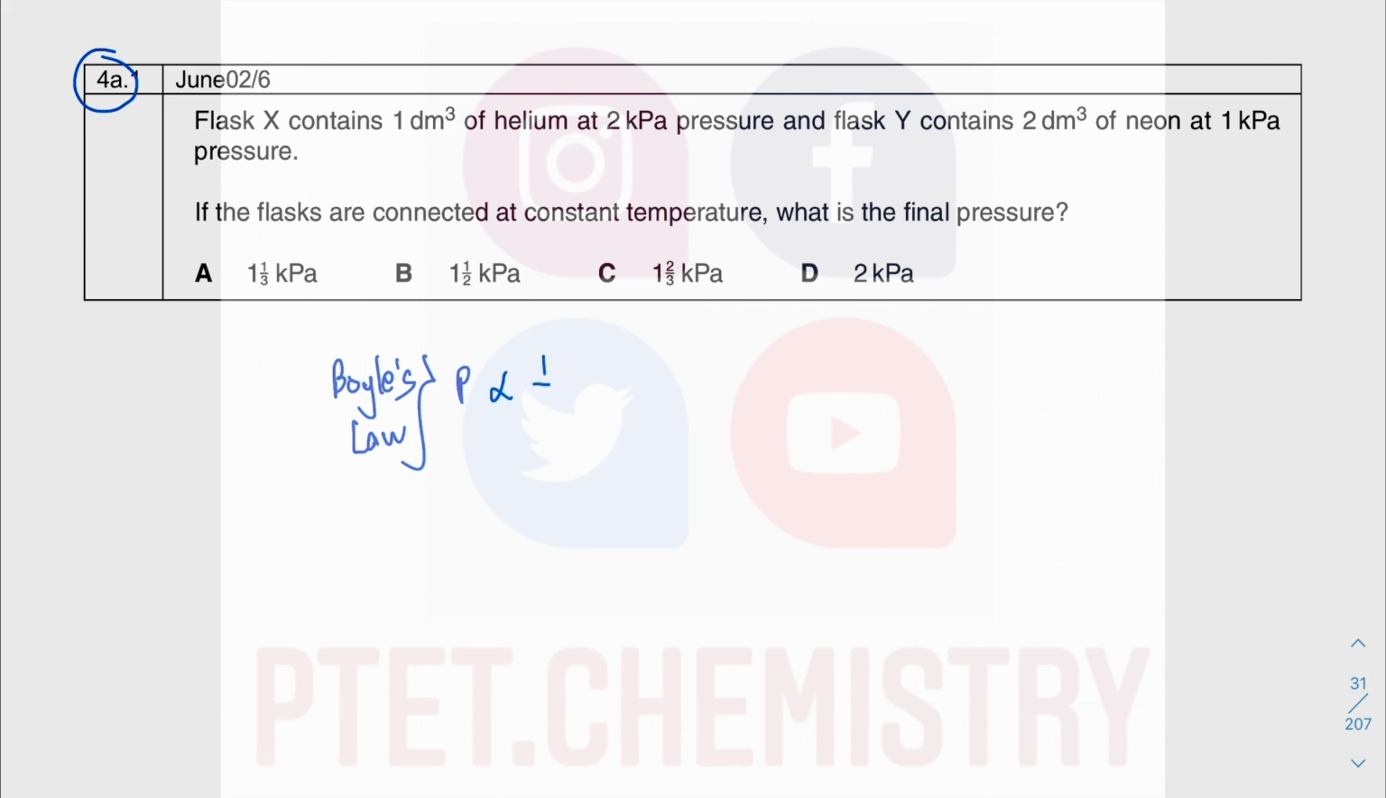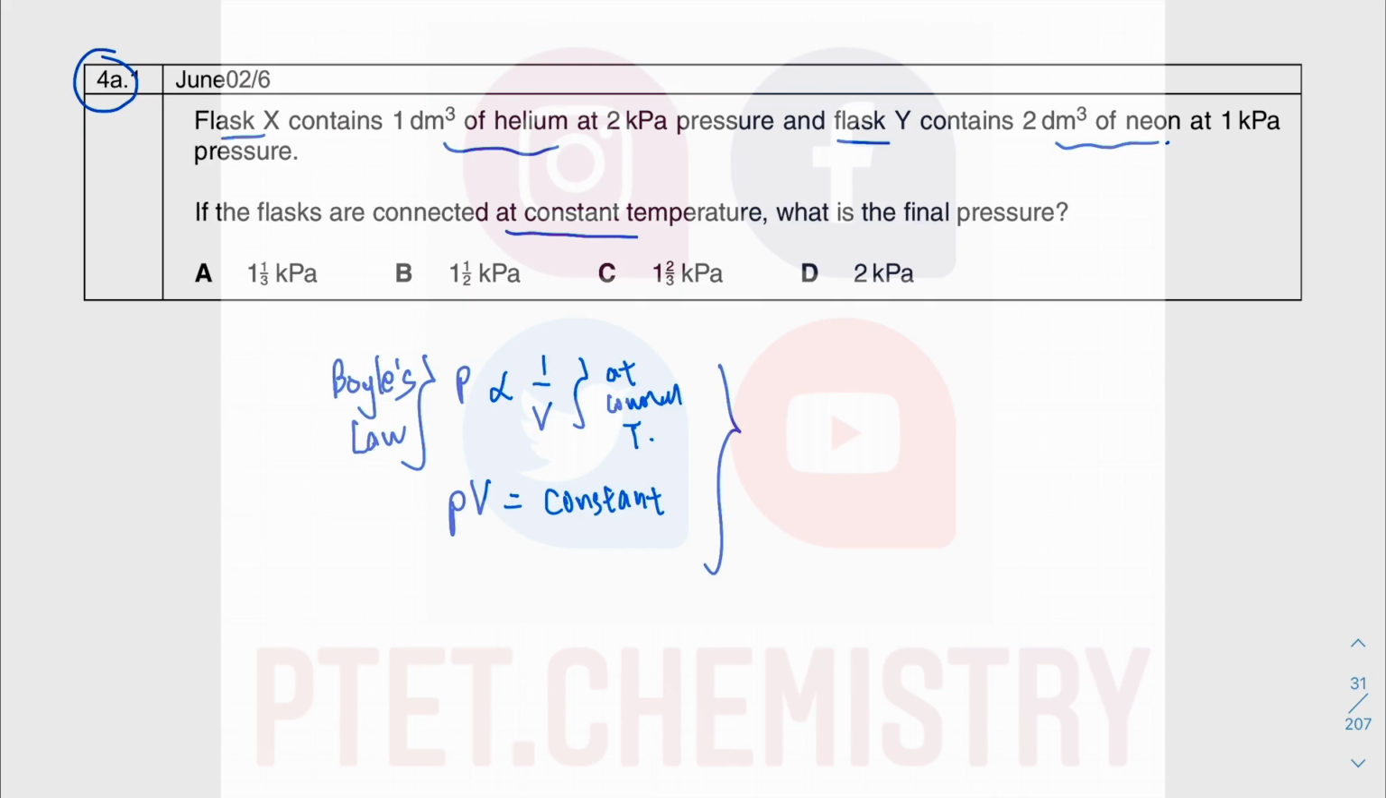The pressure of a gas is inversely proportional to the volume of a gas in such a way that PV is equal to a constant. Because of that relationship, when we have a flask X and a flask Y, where flask X contains one gas and flask Y contains a different gas, when you mix them together at constant temperature, so that relationship is only true at constant temperature, you're going to have the P1V1 from the first flask. You add in the P2V2 from the second flask. When you mix the two together, they're going to give you a P total, V total.